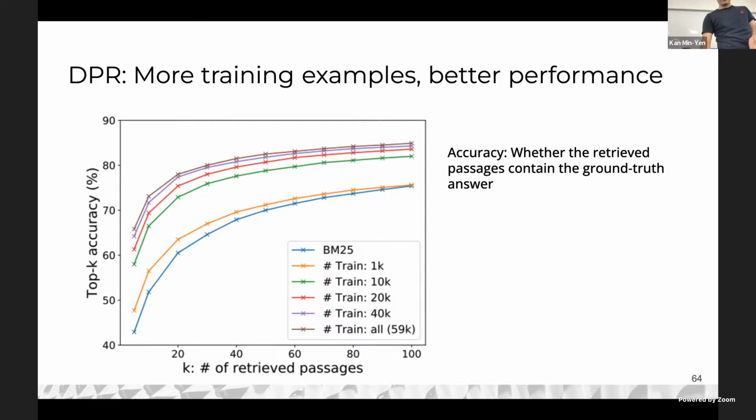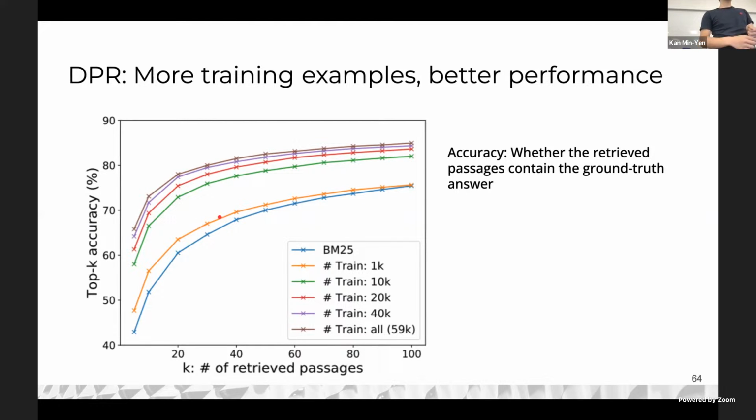And you can also see that with some training, the DPR model is able to outperform the BM25. The blue line here is the BM25. And with just 1,000 training examples, it's able to outperform it. And when we use more training examples to better train our encoders, then they are able to increase in performance and finally reach a very high score compared to the BM25.